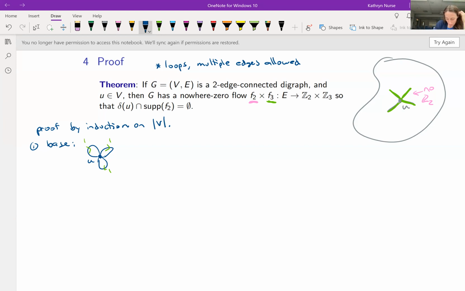And so now we move on to the induction step. So we have at least two vertices in our graph. Now what we want to do is consider two cases. We have our graph with our special vertex U, and we consider G delete U. And then we'll have two cases: either this graph G delete U has a cut vertex or not.